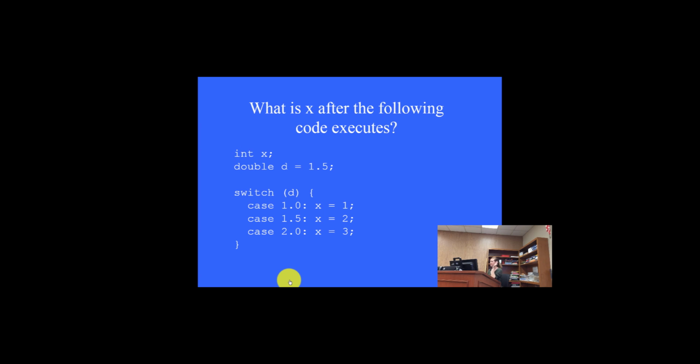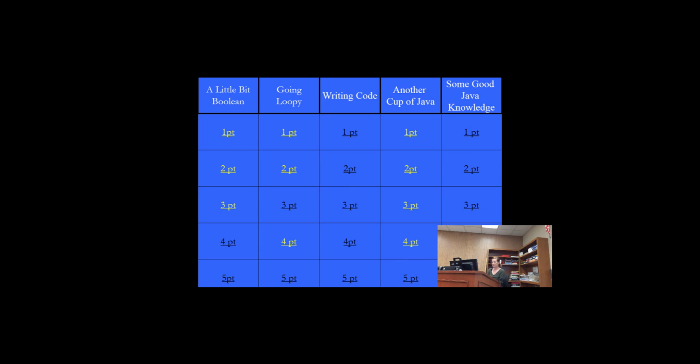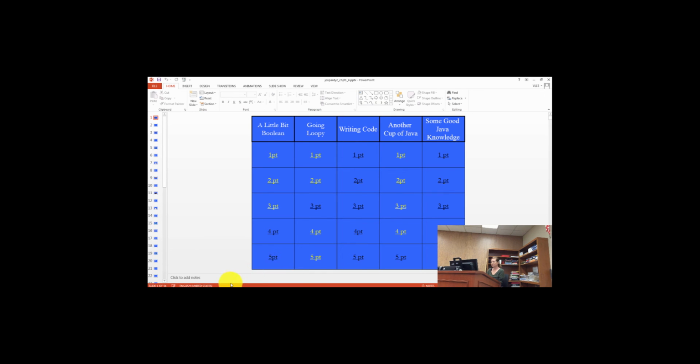Remember, this is a 5-pointer. And the answer is none of them. Actually, it's a compiler error. You can't use doubles in a switch statement. You can only use it with characters, integers, and strings. Okay? So it's like a trick question. You can't switch on a type double, and it's because Java has a problem with equality in doubles.